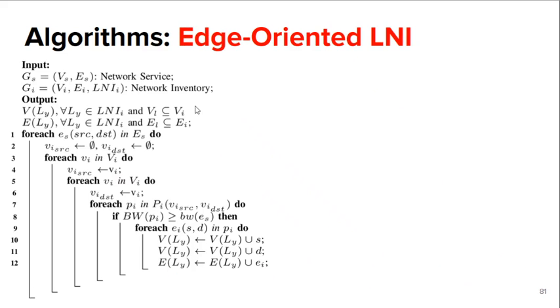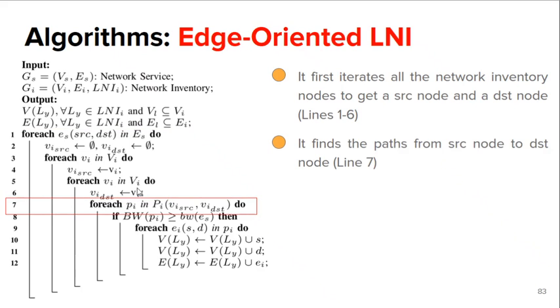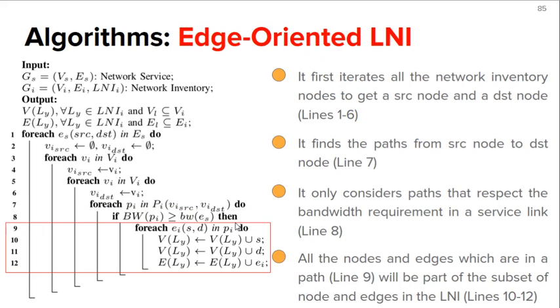This other algorithm provides an overview of the edge-oriented LNI mode. It also takes a network service and a network inventory as input. However, besides the set of nodes, it also returns a set of edges. So, for each service edge, it first iterates over all the possible network inventory nodes to get a source node and a destination node. After that, the algorithm finds the path from such source node to the destination node and only considers those paths that respect the bandwidth requirement in a service edge. Finally, all the nodes and edges which are in the path will be part of the subset of nodes and edges in the logical network inventory.